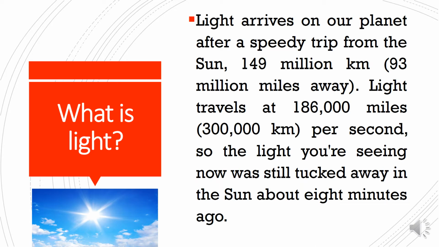What is light? Light arrives on our planet after a speed trip from the Sun, 149 million kilometers or 93 million miles away. Light travels at 186,000 miles or 300,000 km per second. So the light you're seeing now was still tucked away in the sun about 8 minutes ago.